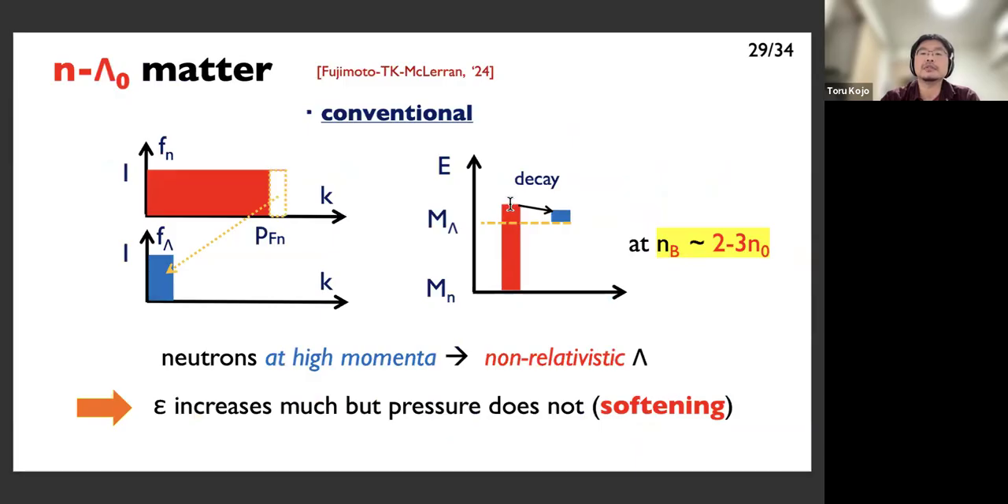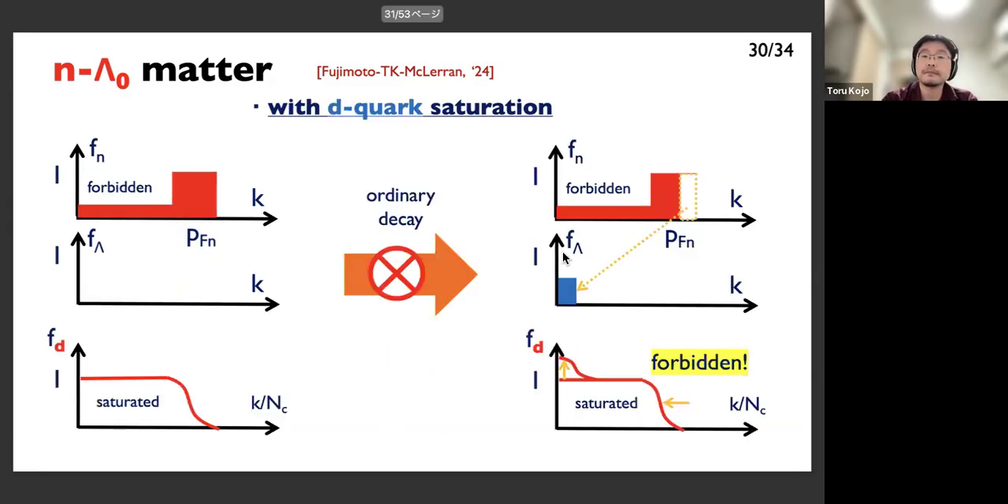Then energetic neutrons start to decay into low momentum hyperons. Since these hyperons are non-relativistic, the equation of state is softened dramatically. So this is the original problem. If we don't introduce strong YN repulsion, then this sort of conversion occurs somewhere around 2 to 3 times nuclear saturation density.